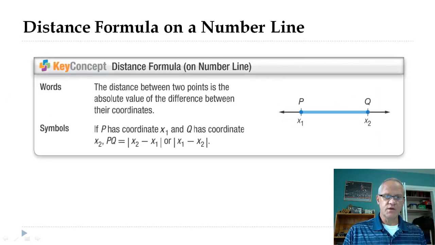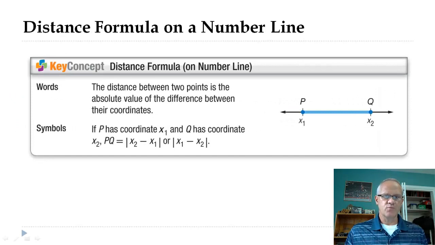Okay? First of all, we want to talk about distance on a number line. This is pretty straightforward. This is specifically for a number line. When you have something like this on a number line, one way that you can do it is you can just count out how far it is from this point to that point. You can just count it out on the number line a lot of times. Pretty easy. So that's one method that you have.